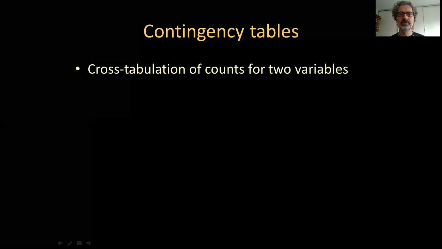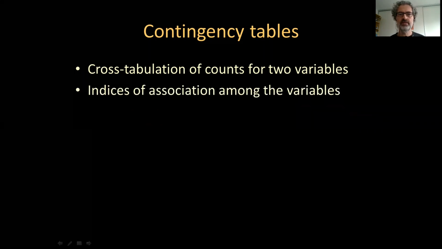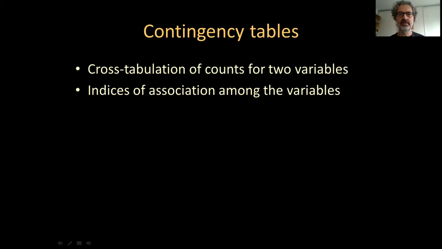In this video, we will work with contingency tables, or contingency matrices as they're often termed. Contingency table and contingency matrix is the same thing. We will first see how to tabulate counts for two variables in one table, and we will talk about indices of association among the two variables that are cross-tabulated, and tests of equality of proportions between the two variables, which are tests of relatedness between the two variables.